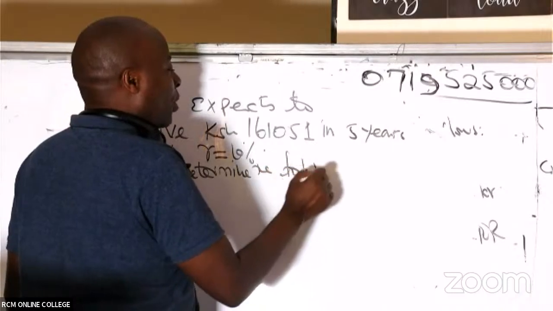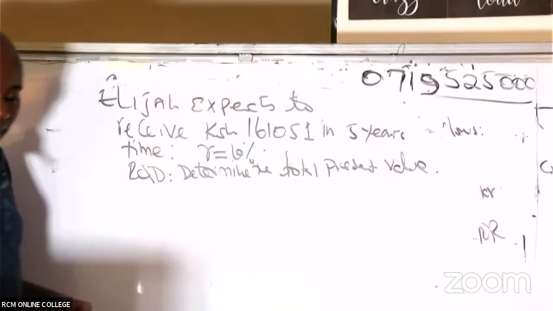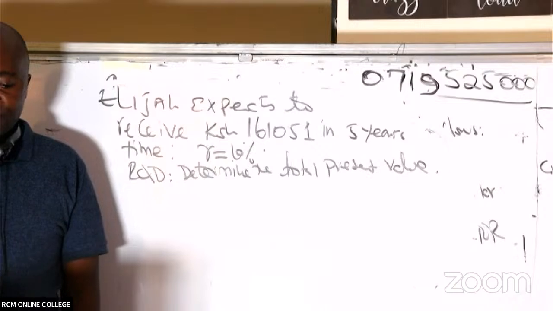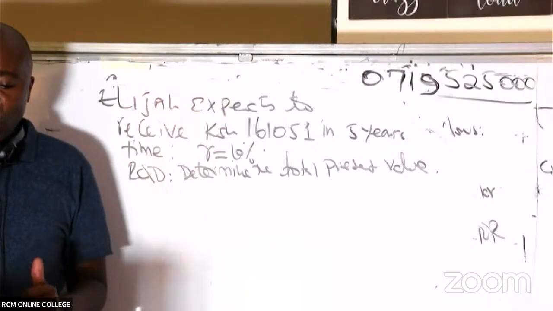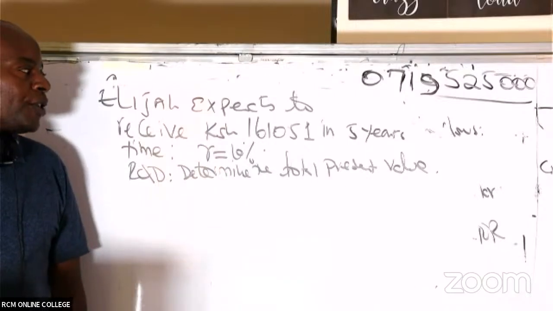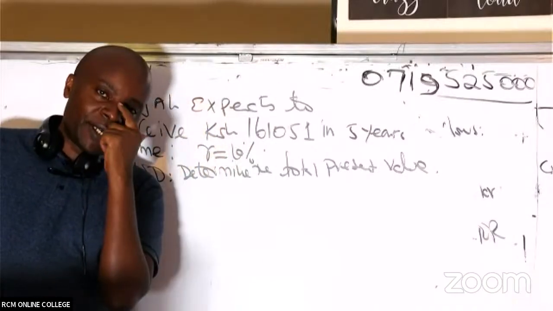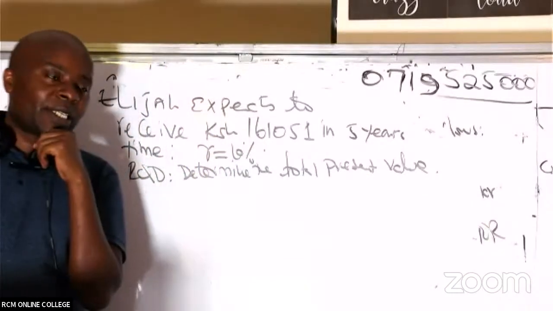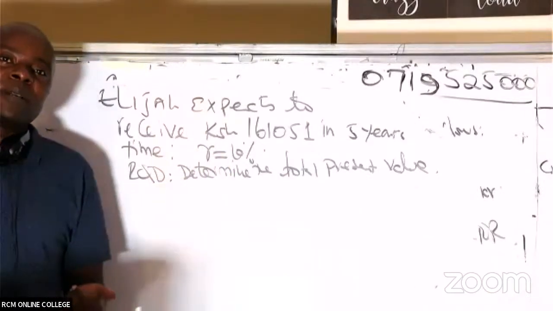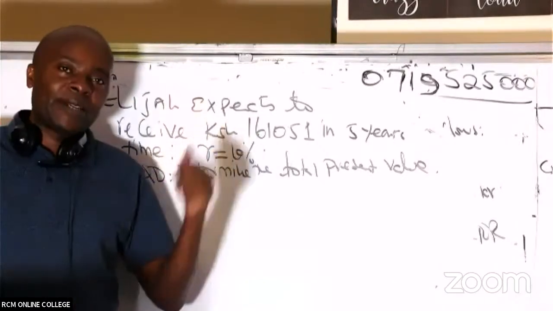Determine the total present value. So we have a situation here where Mr. Elijah expects to get Kenya shillings 161,051 coming to him as a block, just one-off return at the end of the 5th year. And the interest rate is 10%. As we shall see later on, ladies and gentlemen, this will be called the cost of capital, the cost of not Elijah having this money today.